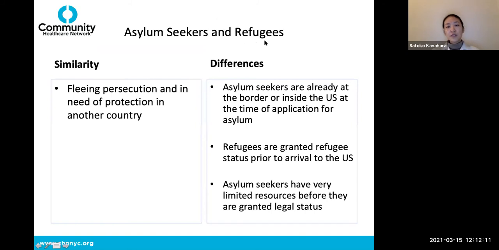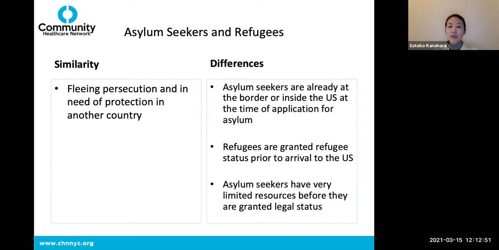So what is the difference between a refugee and an asylum seeker? They're similar in that the reason they're coming to the United States is fleeing persecution and needing protection in another country. The main difference is that asylum seekers are already at the border of the United States, or whichever country they're seeking asylum in, or inside of that country. So in the case of the United States, inside the United States or at the border applying for protection or asylum. Refugees are granted refugee status prior to arrival in the United States. They have all the paperwork done. They have had the screening, and by the time they come to the United States, they have legal status.